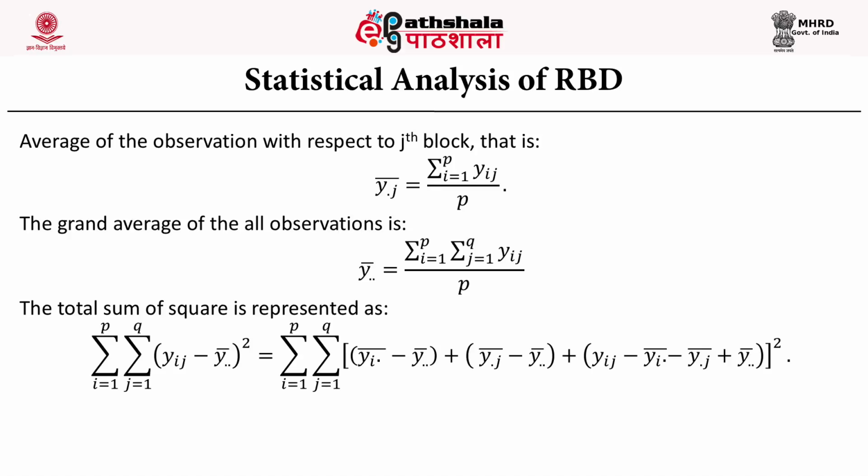And by adding and subtracting the terms y_i dot bar and y dot j bar, we have the expression as given here: (y_i dot bar minus y double dot bar) plus (y dot j bar minus y double dot bar) plus (y_ij minus y_i dot bar minus y dot j bar plus y double dot bar), whole square.